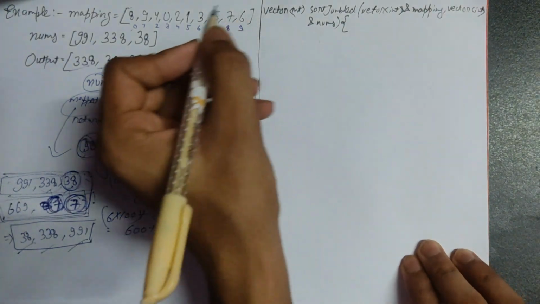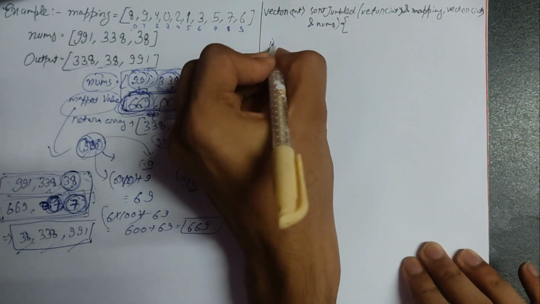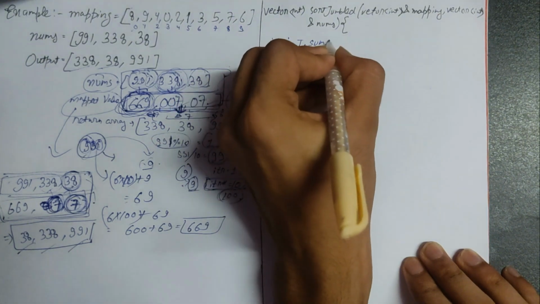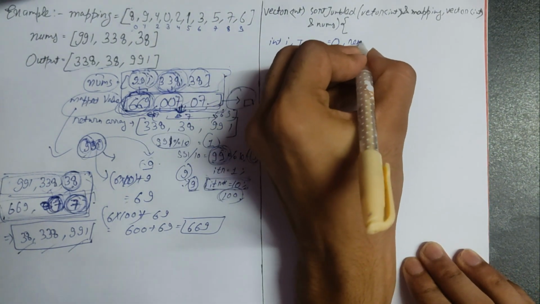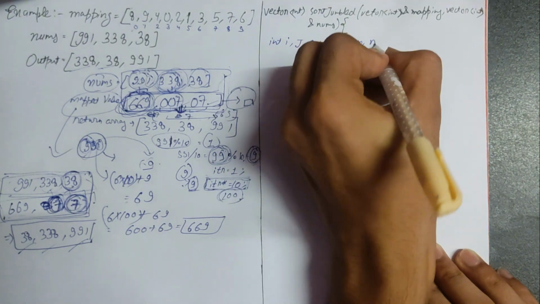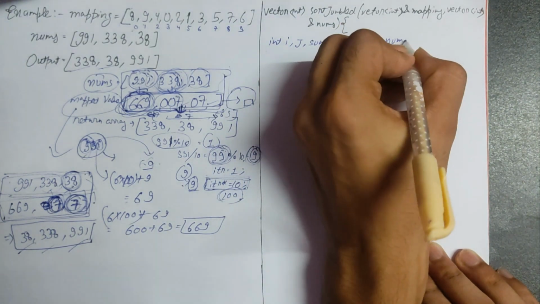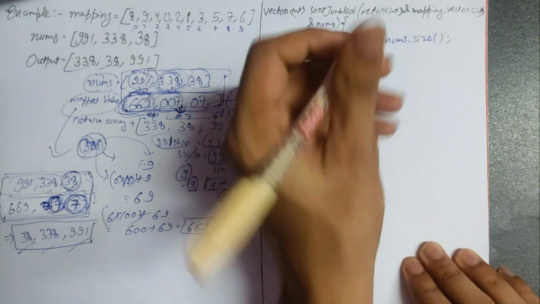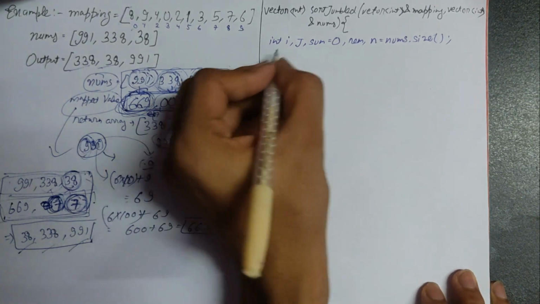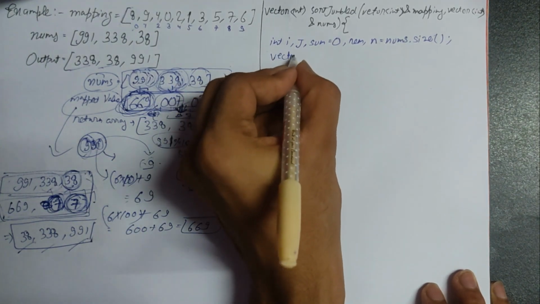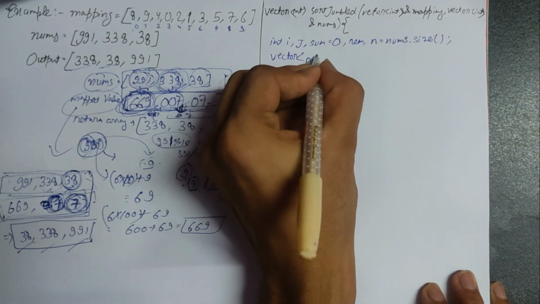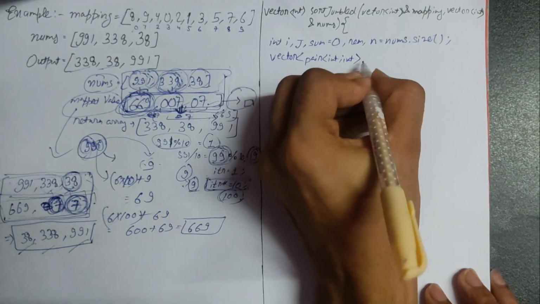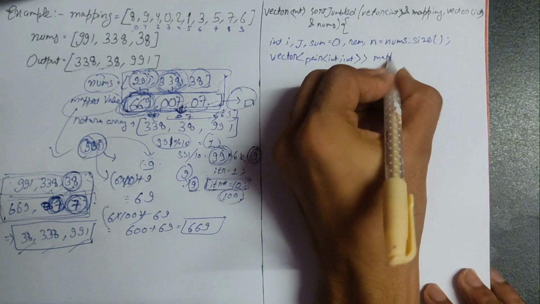Now let's write the code. Firstly, we will declare some variables. Let's take integer variables i, j, sum as 0, remainder, and n as nums dot size. After that, we have to take the vector. So vector pair, as I discussed before, will be a vector of pair of integers. Let's name it mapped value.